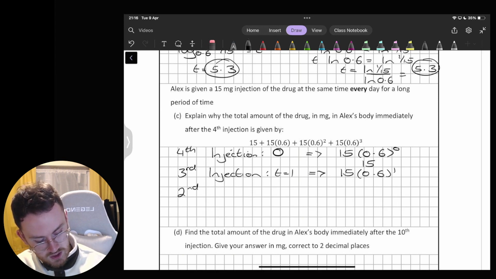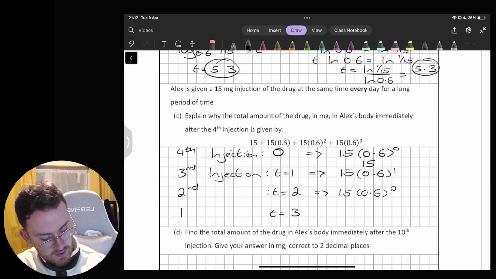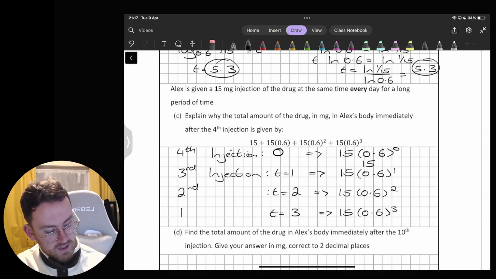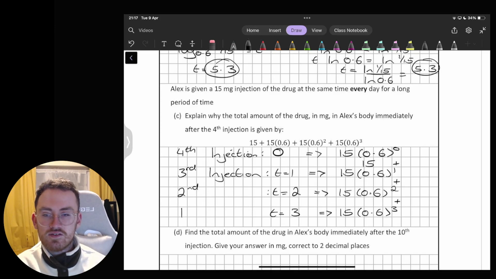For the 2nd injection, hopefully we're catching on to the pattern here. t is 2, so that's 15 times 0.6 to the power of 2. And for the 1st injection that he got, t is 3. We have 15 times 0.6 to the power of 3. So overall in his body, he now has each of those amounts of the drug in his system, which leads me to a series where I'm adding those different values up. And that's why he has that cumulative amount of the drug in his system.